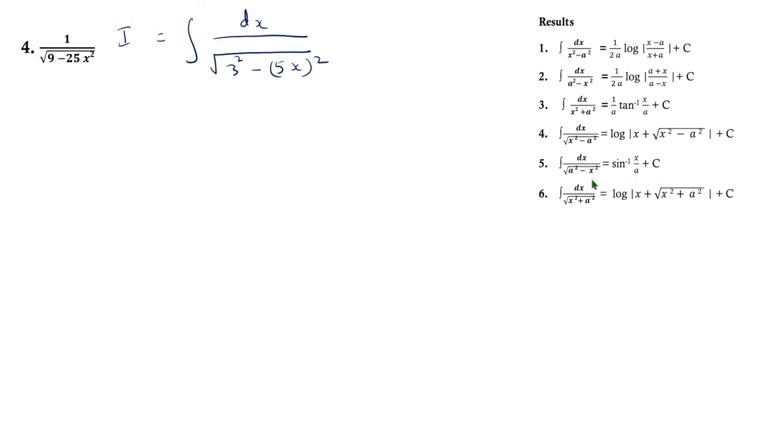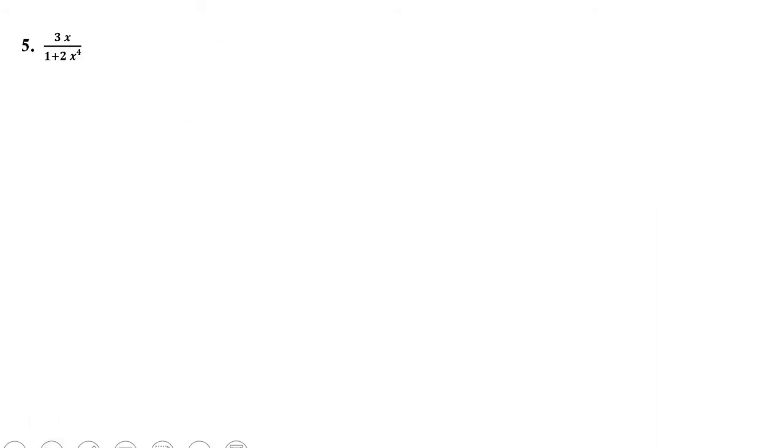In place of x we have 5x and in place of a we have 3. Since we have 5x in place of x, we have to divide by 5. This is equal to 1 by 5 sin inverse of 5x by 3 plus c. So the integral of the given function is 1 by 5 sin inverse of, I'm sorry, sin inverse of 5x by 3 plus c.